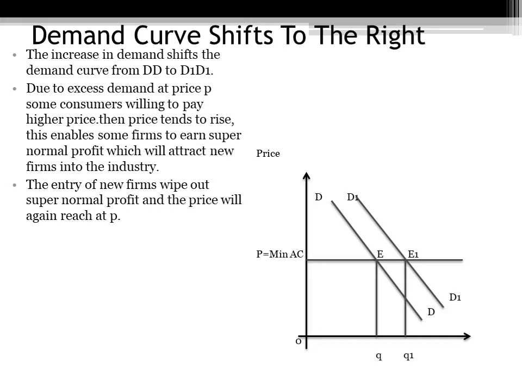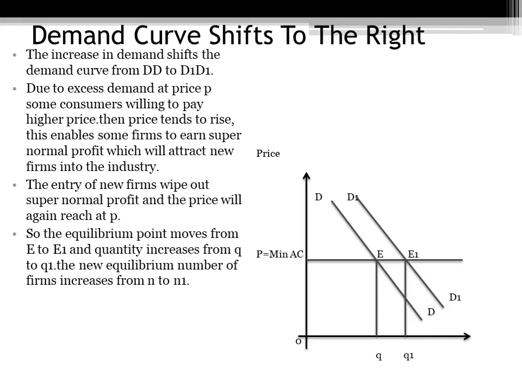It causes excess demand, and due to this excess demand, some consumers will pay higher price. Then price will increase, and it helps some firms to earn supernormal profit, which will attract new firms. Firms wipe out the supernormal profit due to the increase in supply, and the price will again reach P, where price is equal to minimum average cost.